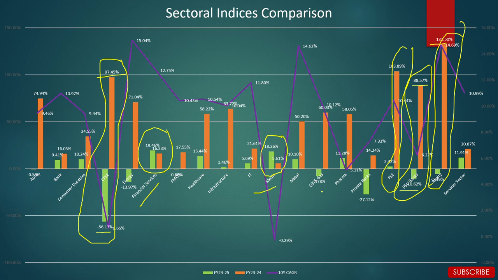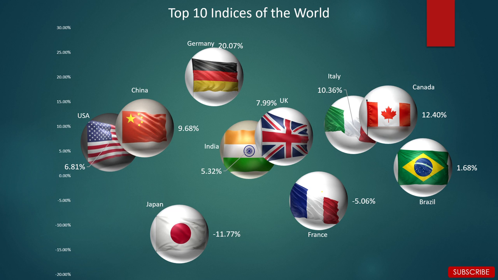Now let's see how Indian economy as a whole performed against the other top 10 economies of the world. So this graph shows that, and this over here is Indian economy. So this is Nifty 50, and similarly, I've taken the top index from all the markets. So Germany performed the best with 20.07% in the last financial year, and Japan the worst with minus 11.77%.